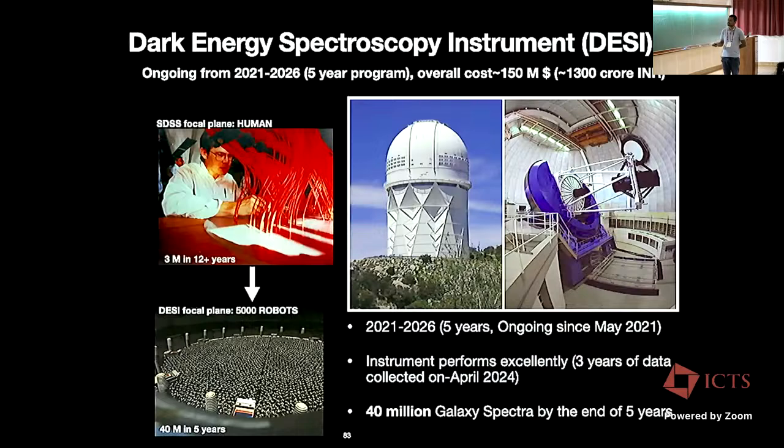So these are the robots. This is the focal plane, which is here. And there are optical fibers. All of these are optical fibers which collect data, and the optical fiber goes through the telescope to the spectrograph where we measure the spectrum. We already have 3 years of data which is being analyzed, and the expected plan is to measure something like 40 million extragalactic spectra eventually.